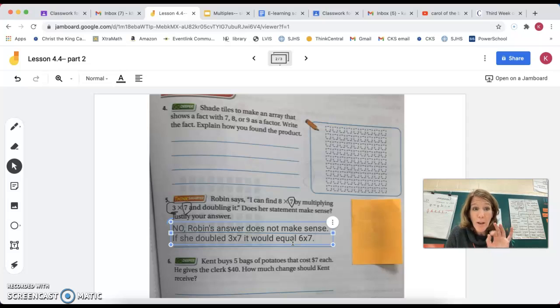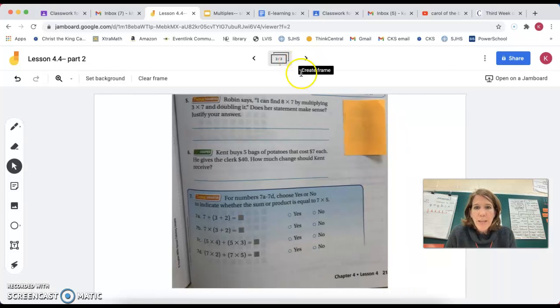All right, if you need to press pause to finish writing, you can. But I'm going to move on. Actually, I'm going to go to the next page. If Kent buys 5 bags of potatoes that cost $7 each, he gives the clerk $40. How much change should Kent receive? Is this a one-step problem? Is this a two-step problem?